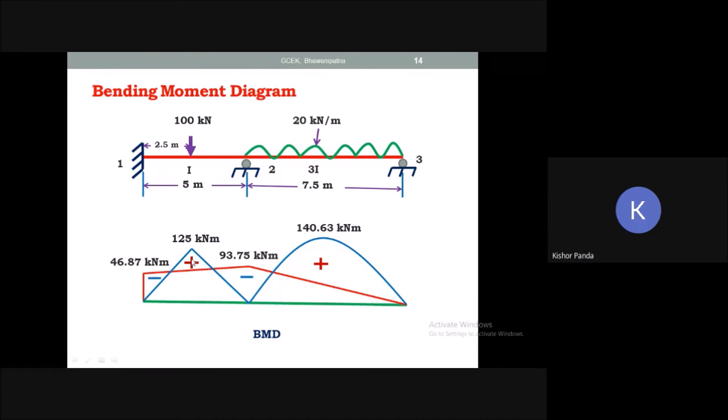Then you have to find out what is the maximum positive moment. Here you know how to find out this one, and here also you have to find out what is the maximum positive moment, and you have to write here what is the maximum positive moment.